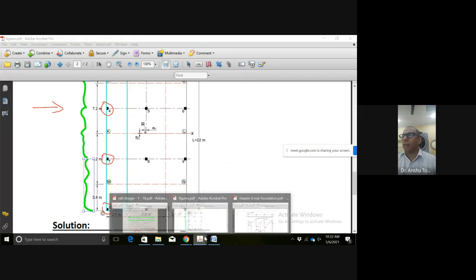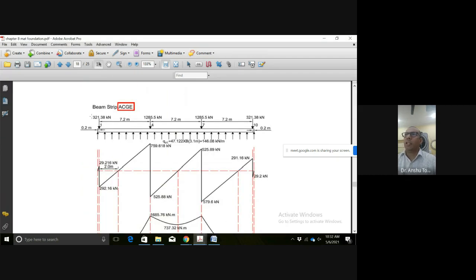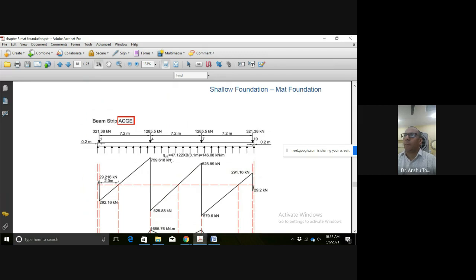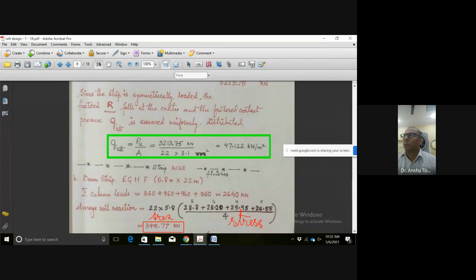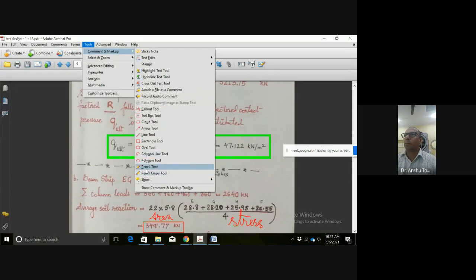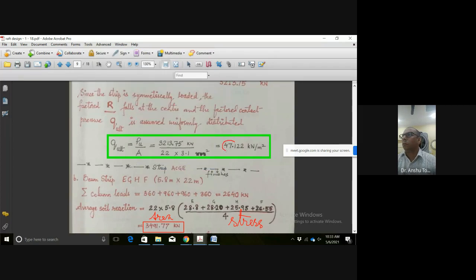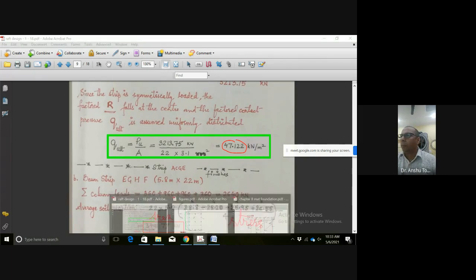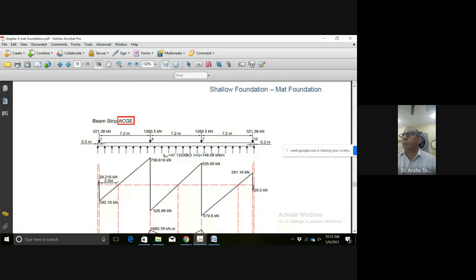Now let us go back. We can see this is 47.122, we have got it here. But this is stress per meter square. We want load. We don't want stress. What is the difference between stress and load?